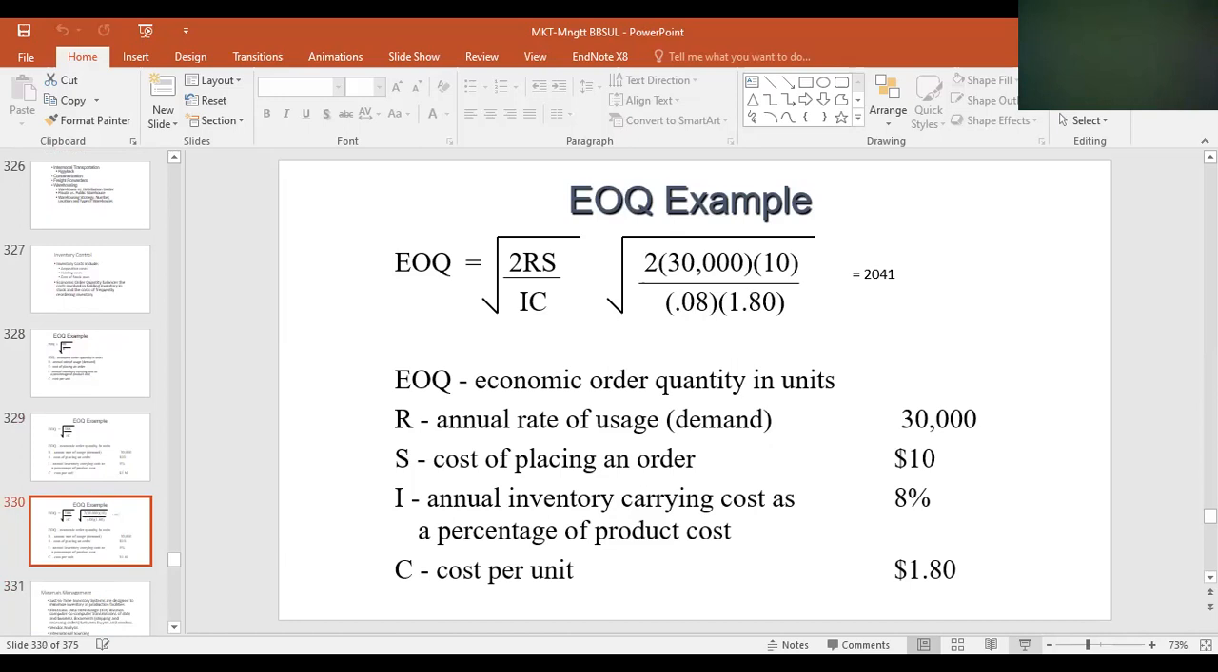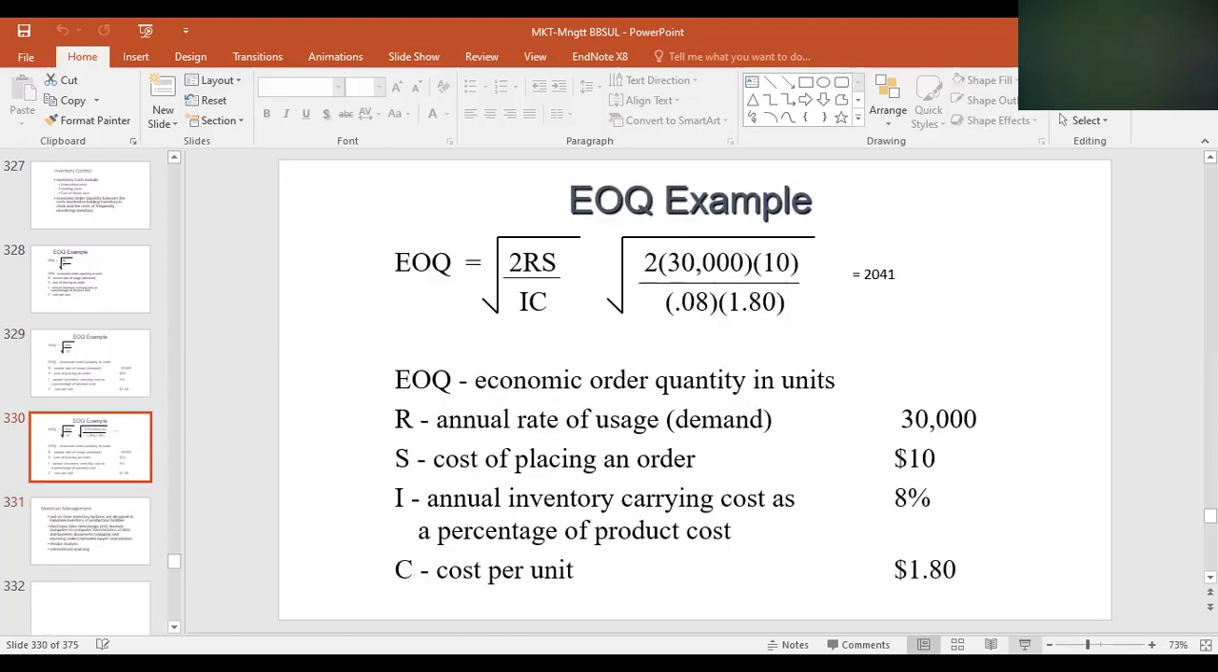Here is the calculation. R, the annual rate of demand, was 30,000. 2RS: 2 multiplied by R multiplied by S, where S is the cost of placing an order, that is $10. Annual inventory carrying cost is 8%, 0.08. Cost per unit is 1.8. So what result comes? Calculate at home, and it comes to about 2041. The economical quantity is 2041 units you can acquire.